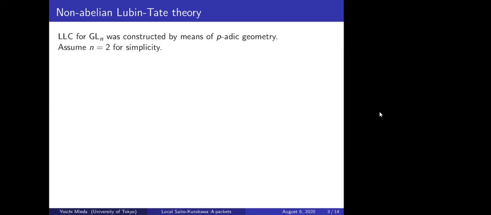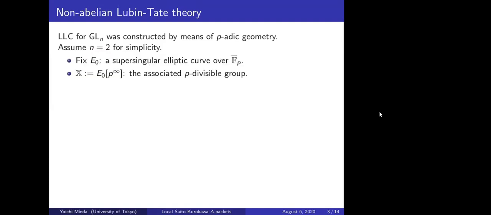So how can we construct the local Langlands correspondence for GL_n? The local Langlands correspondence for GL_n was constructed by means of p-adic geometry, so arithmetic geometry. I'd like to explain this construction a little bit. So assume for simplicity that n is equal to 2. So I want to introduce some p-adic geometric object, or more precisely, a rigid analytic space.